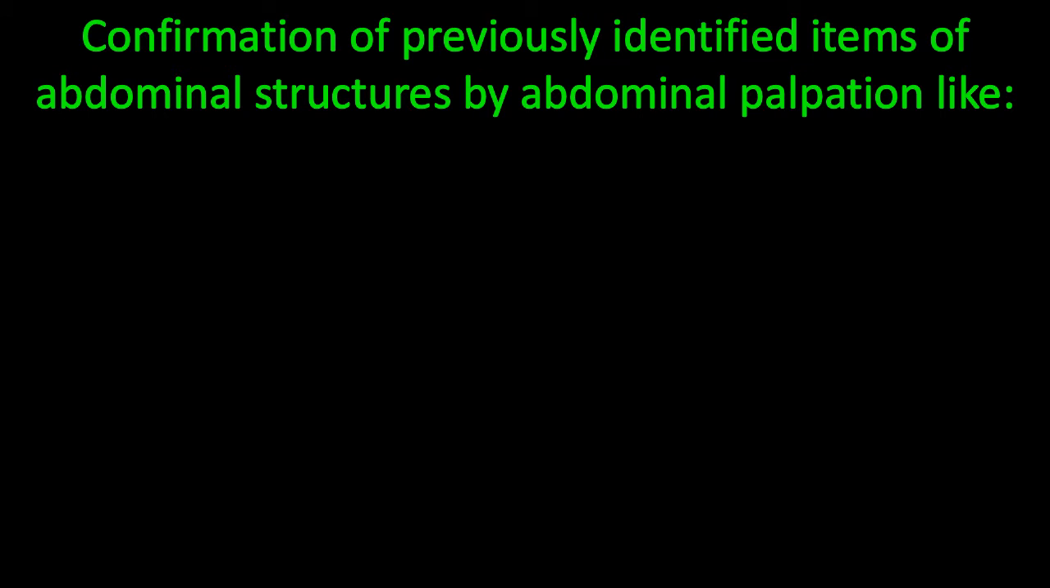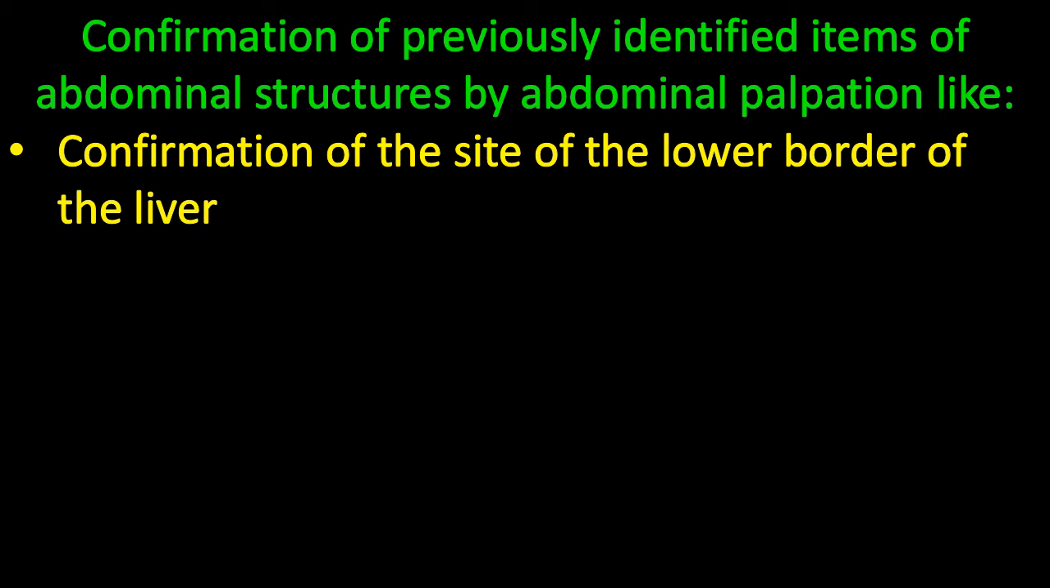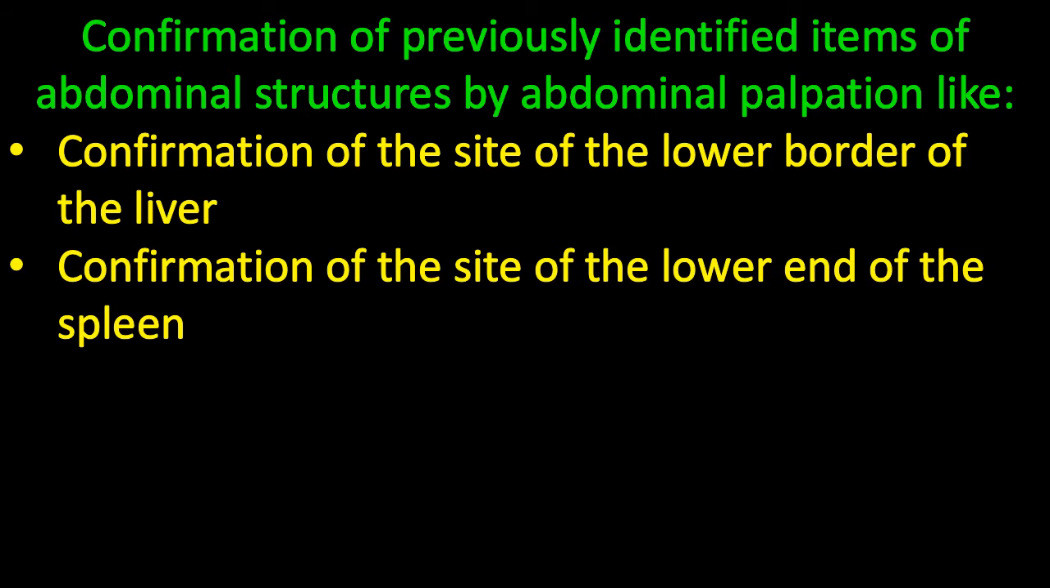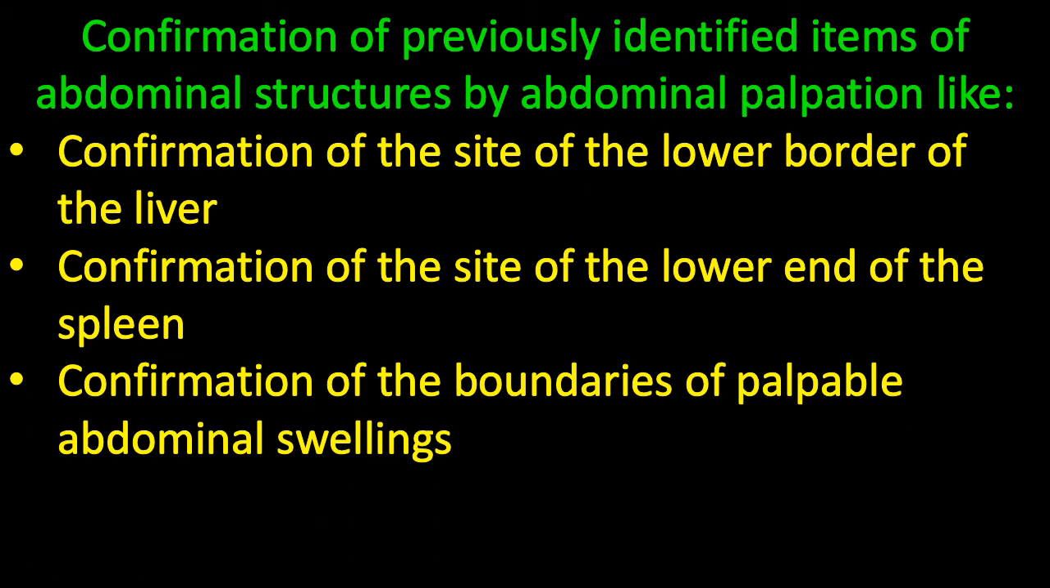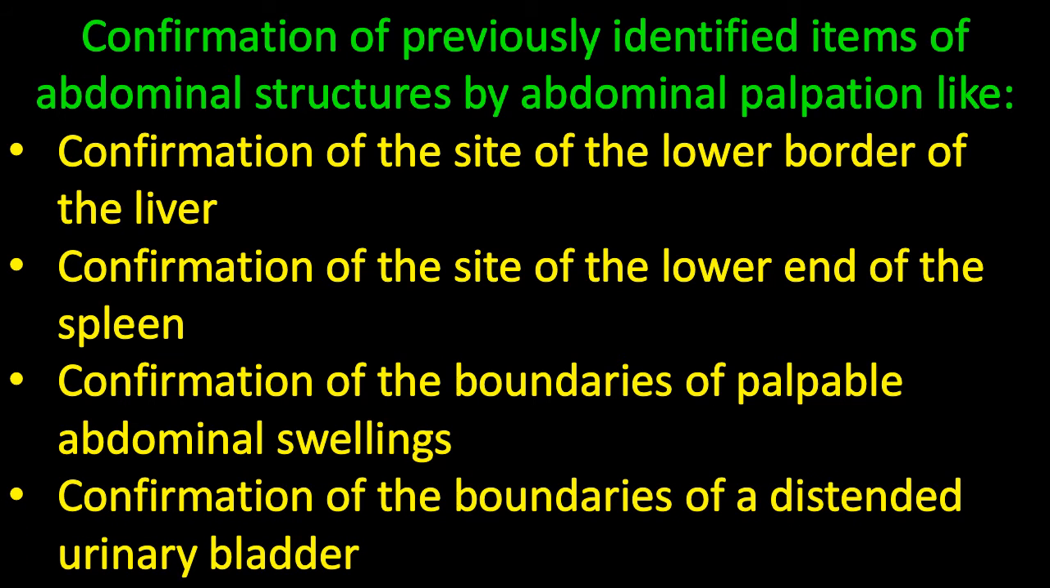Confirmation of previously identified items of abdominal structures by abdominal palpation, like the following. Confirmation of the site of the lower border of the liver. Confirmation of the site of the lower end of the spleen. Confirmation of the boundaries of palpable abdominal swellings. And confirmation of the boundaries of a distended urinary bladder.